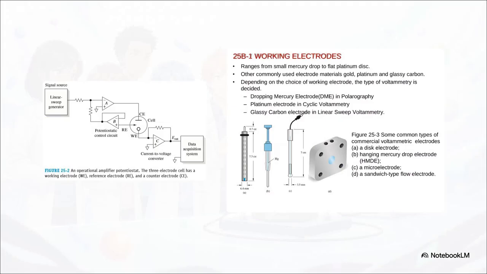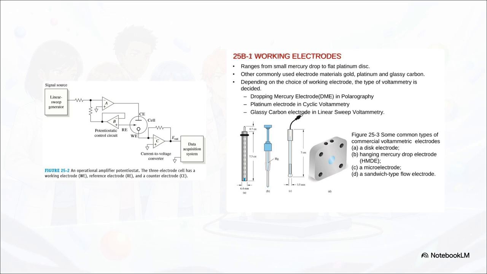Connecting the conceptual circuit to the physical tools, we have the operational amplifier Potentiostat circuit alongside some commercial voltammetric electrodes. That Potentiostat is the absolute brain of the operation, controlling the potential and measuring the current. But here's what's really fascinating. Your choice of working electrode totally dictates the exact type of voltammetry you're performing. If you use a dropping mercury electrode, you're doing polarography. Slap a platinum electrode in there, and you're set up for cyclic voltammetry. Go with that glassy carbon disc, and you're typically looking at linear sweep voltammetry.